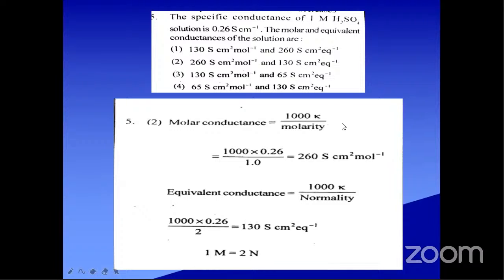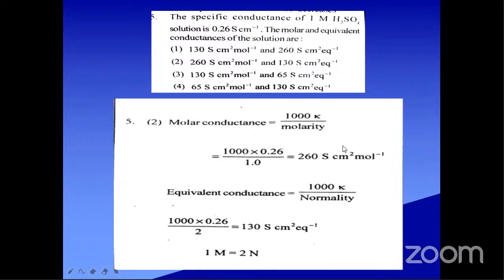Already I explained that normality equals molarity into Z. Here an acid is given, H2SO4 is an acid. The basicity of H2SO4 is 2. Why? Because H2SO4, sulfuric acid, can give 2 protons. That's why the basicity of this acid is 2. So M equals N by Z, or N equals M into Z.